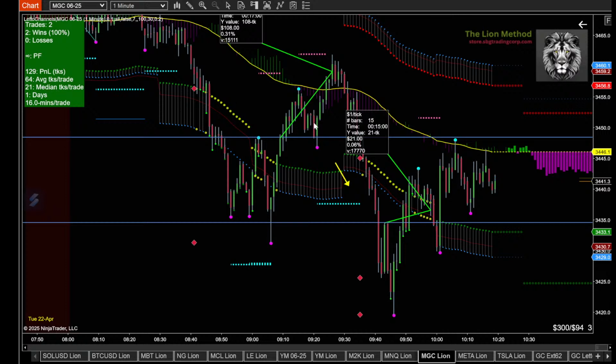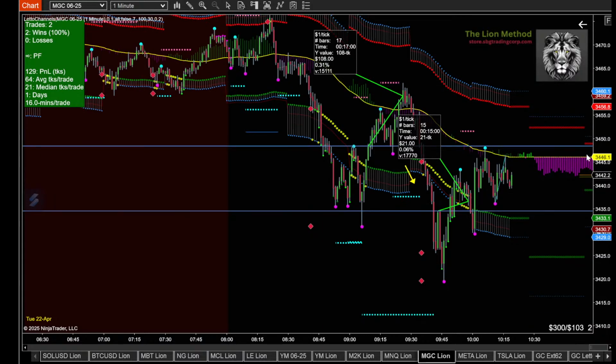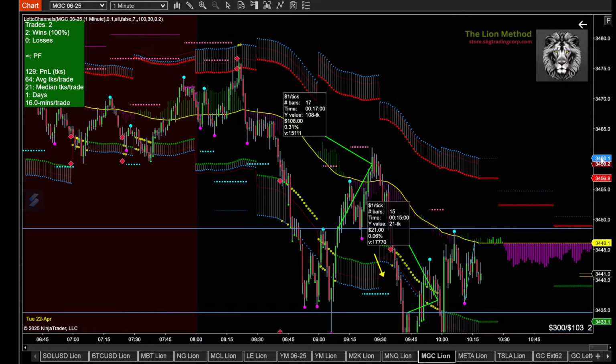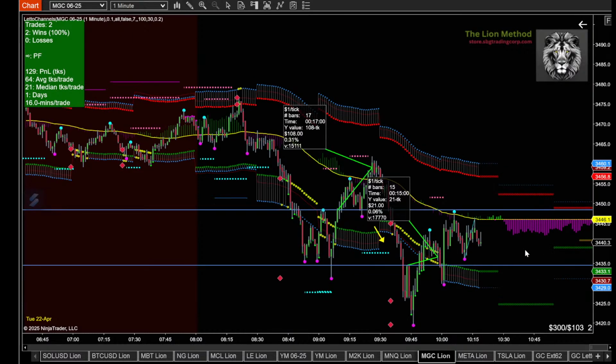Median is a little misleading if you only have two. If you have three, there is a median number you can get. Let's do another one. So again, that is auto-summarize P&L. That would have been a good trade, but we didn't really get our extension dot. Did not get it.